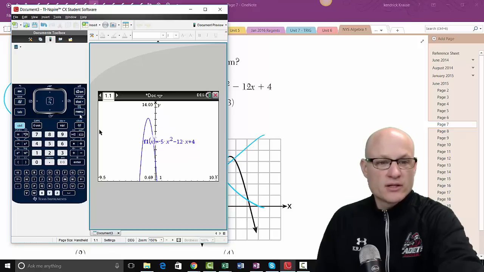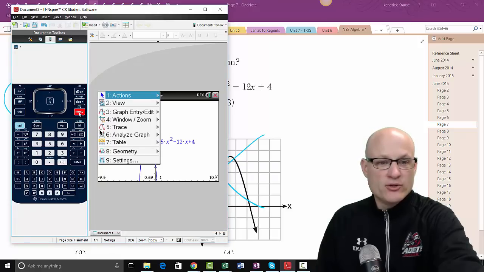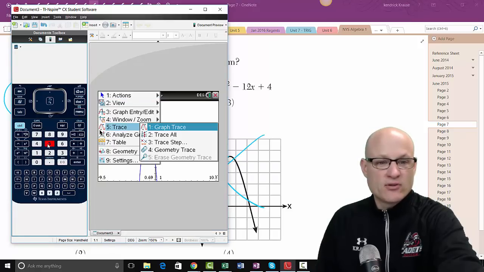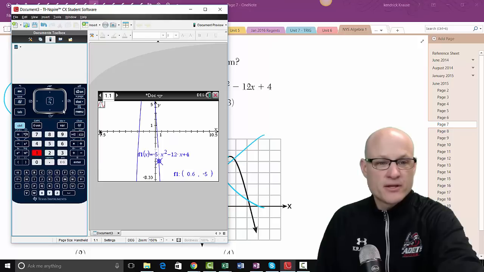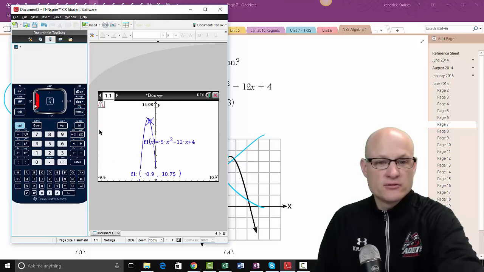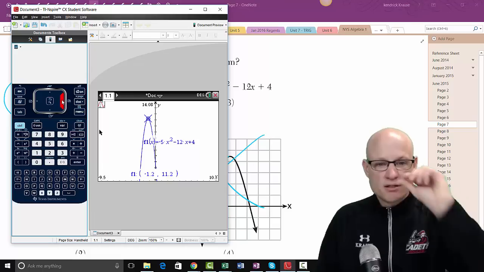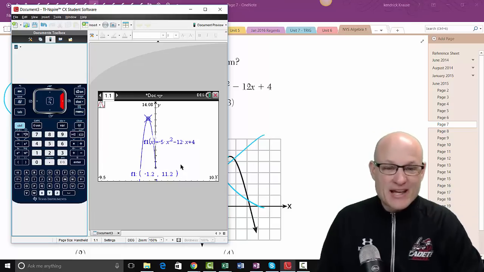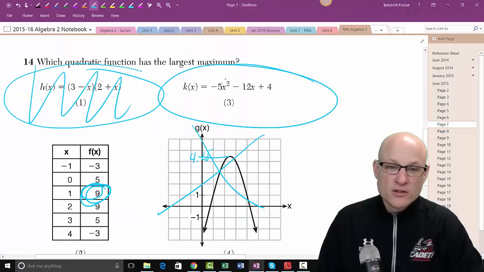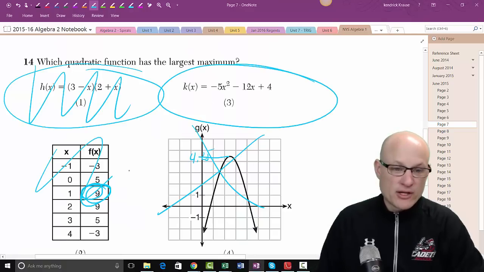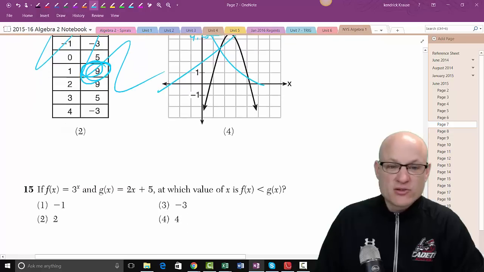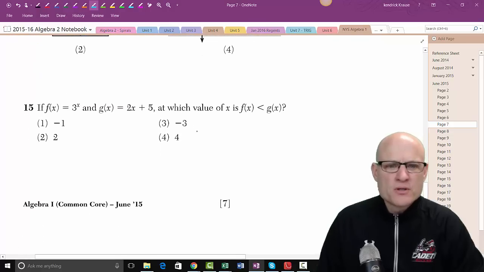So that looks like, we can find the max when we go into menu, 5, graph trace, 1, and then just go, got a 0, there's a 0. And that maximum, it even says right there, max. Normally it says maximum, but this one's up at 11.2, so here's the winner. That's the winner, 11.2. This one's only 9. Remember, the maximum value is looking for the y value.